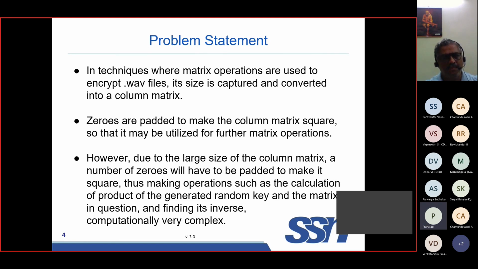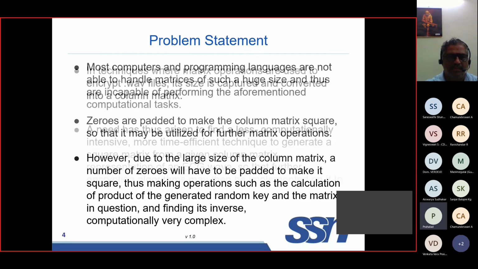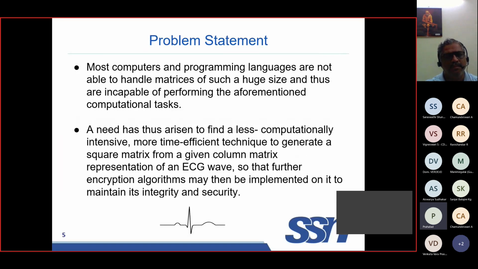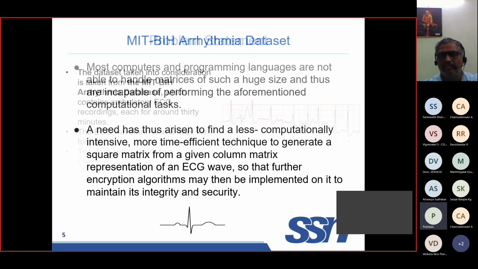However, when the size of the data becomes very large, the number of zeros that you'll have to pad to make the matrix square becomes so huge that any kind of computation becomes very difficult. Therefore, there is a need to derive less computationally intensive and more time efficient techniques to generate square matrices and thereby encrypt them. Today our paper focuses on developing a method such that the time taken for encryption and decryption using matrices drastically reduces.